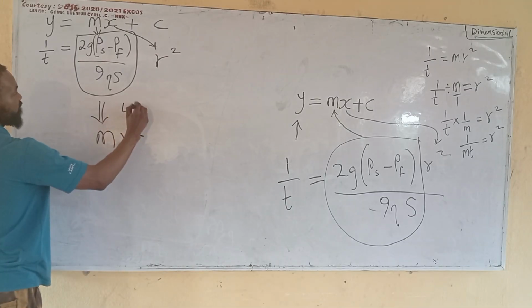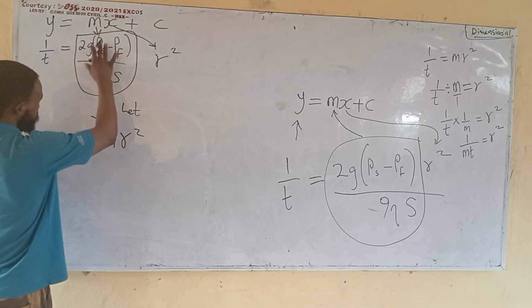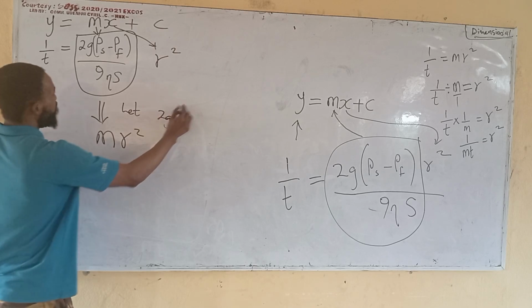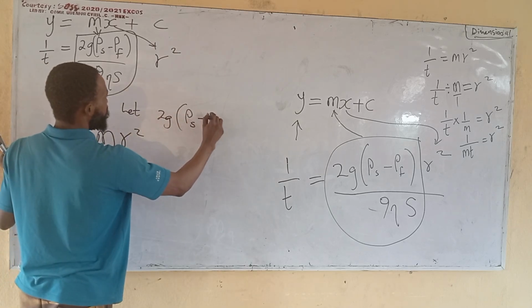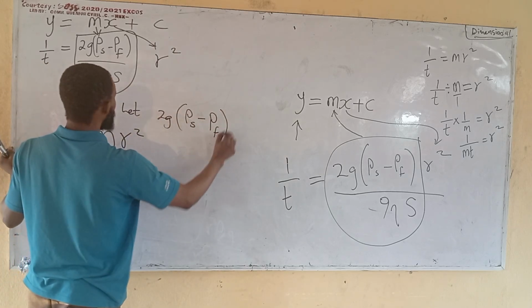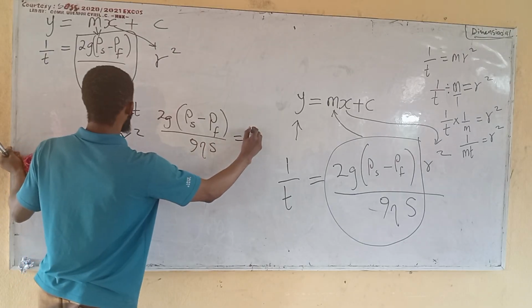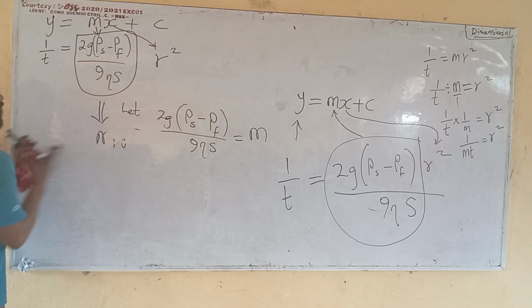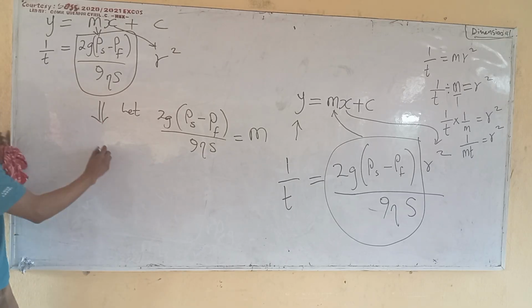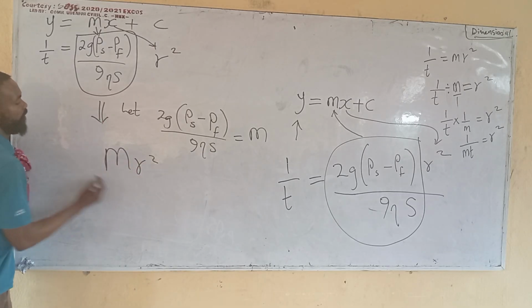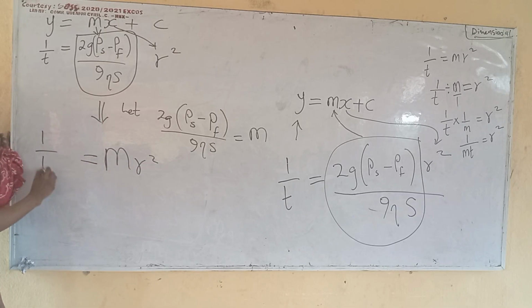So let's write 2g rho s minus rho f over 9 eta, s equals to m. Please do it in your notebook like this, so that as you are reading, it's easy for you to remember it. So if that is the case, that means I'm now having m r squared is equals to 1 over t.